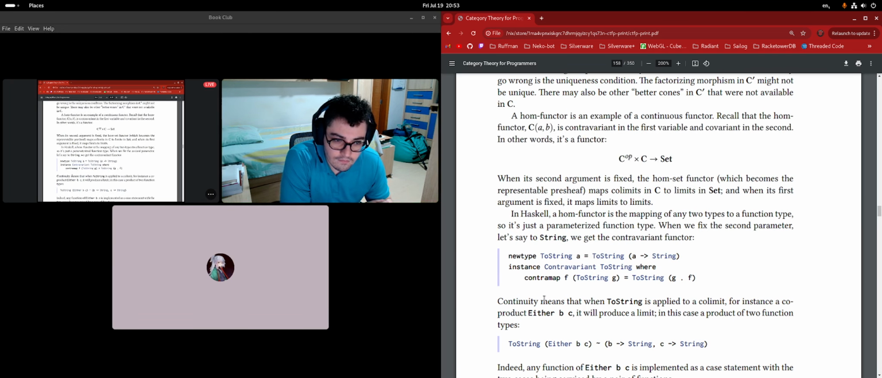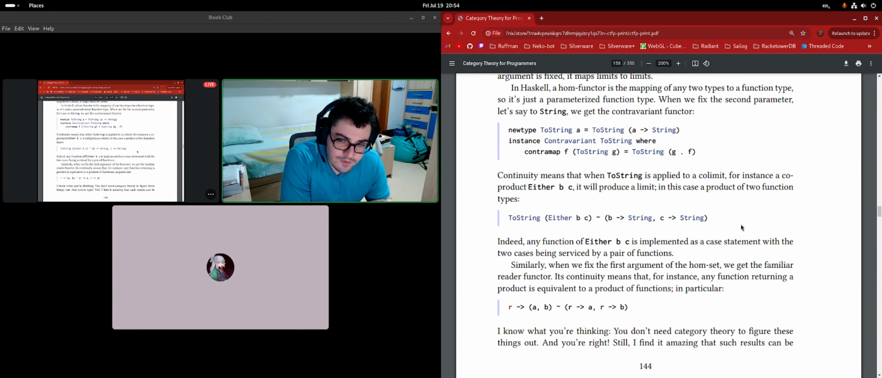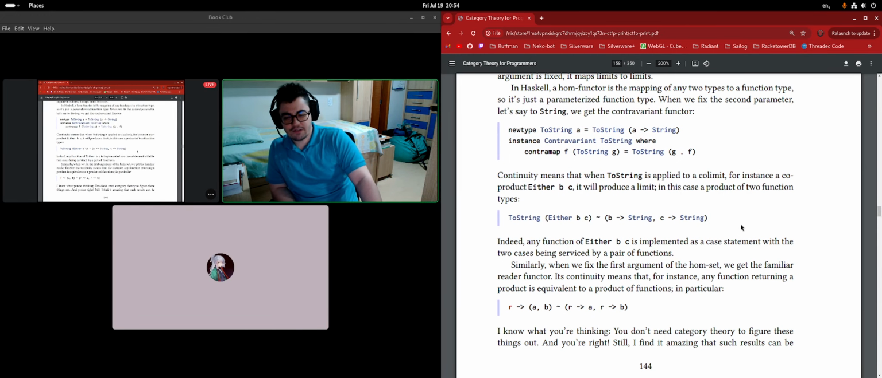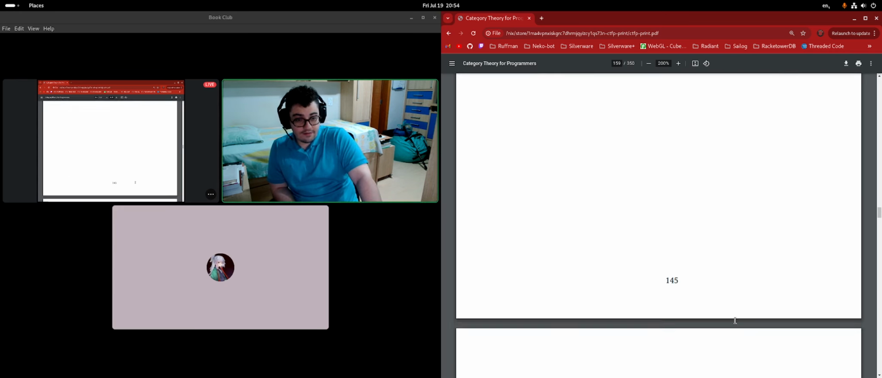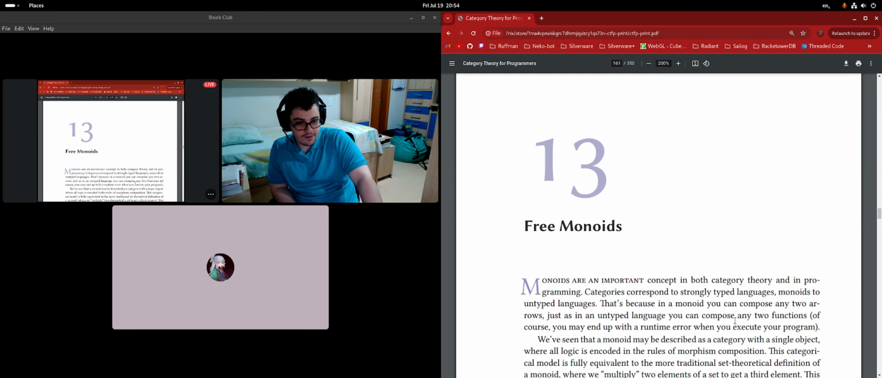Hmm. I think I'm starting to see. This notation is really not helping me though. But that's okay. I think I need to digest a little bit more, but that's okay. I think I got the main idea. That's the end. So next time, free monoids.